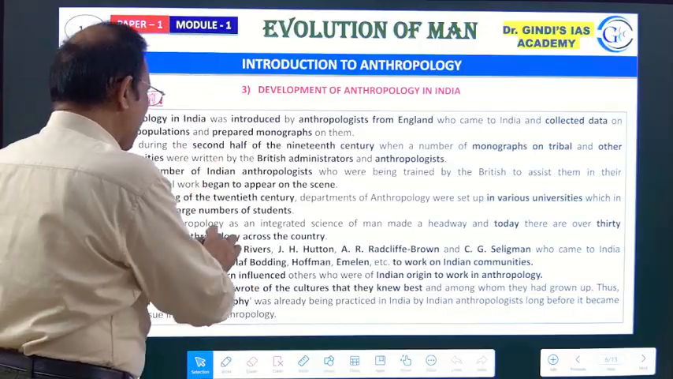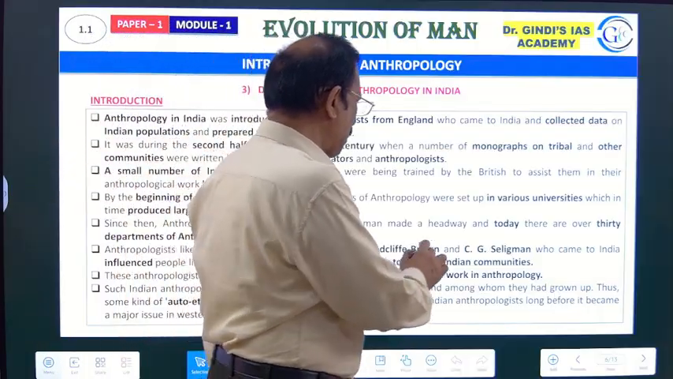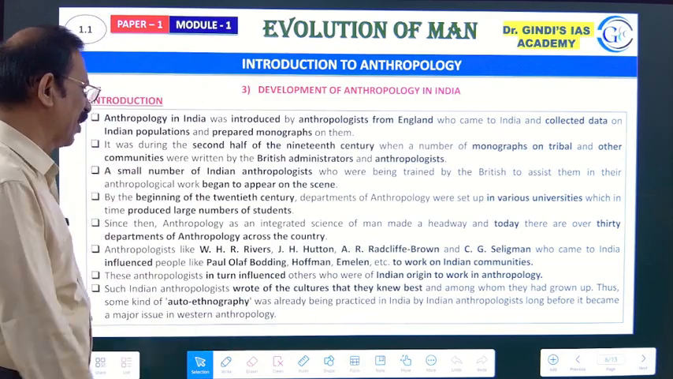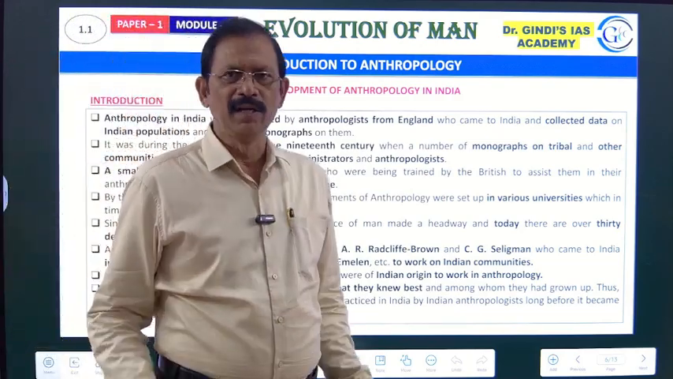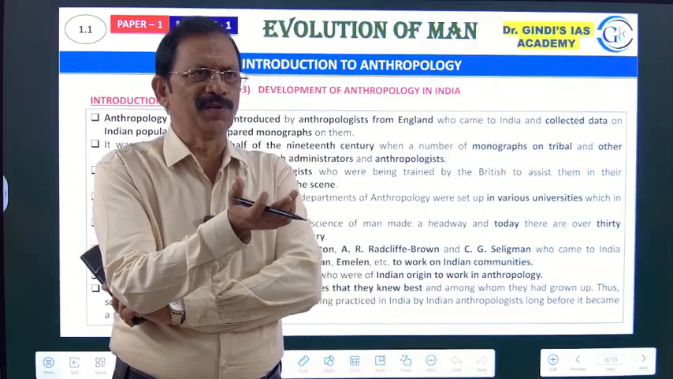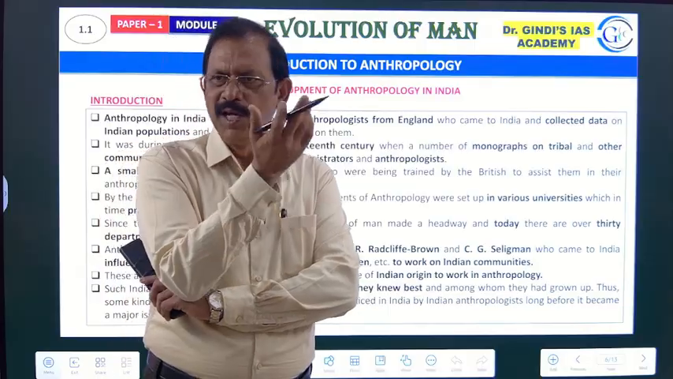Since then, anthropology as an integrated science of man has made headway, and today there are over 30 departments of anthropology across the country. So nowadays in Indian anthropology, we can see departments of anthropology in 30 universities.